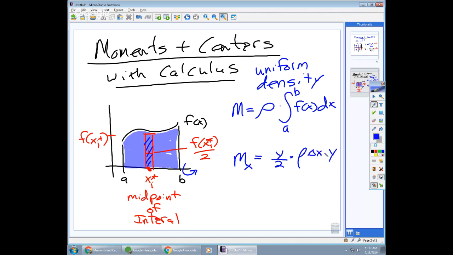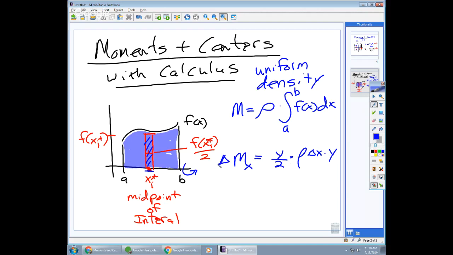Now, that's just one rectangle. If I want all of these rectangles, I've got to integrate that. Where did we get delta x from? Delta x is the width of the rectangle, which when I take this to the limit and turn it into the integral, turns into a dx. Okay, so if I put all of that together, this is just one of those moments.